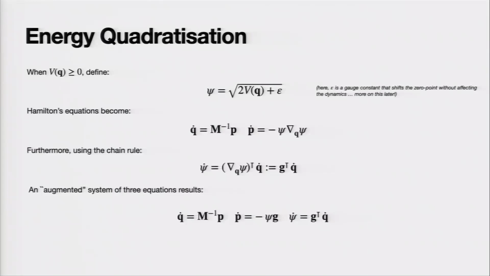So now I'm writing an augmented system of three equations. That's sort of an augmented Hamiltonian system, where you have, again, the time derivative of Q, the time derivative of P, and the time derivative of psi. And you can keep switching back and forth between the original Hamiltonian system in two equations and this augmented system in three equations, because in continuous time, these systems are completely equivalent.